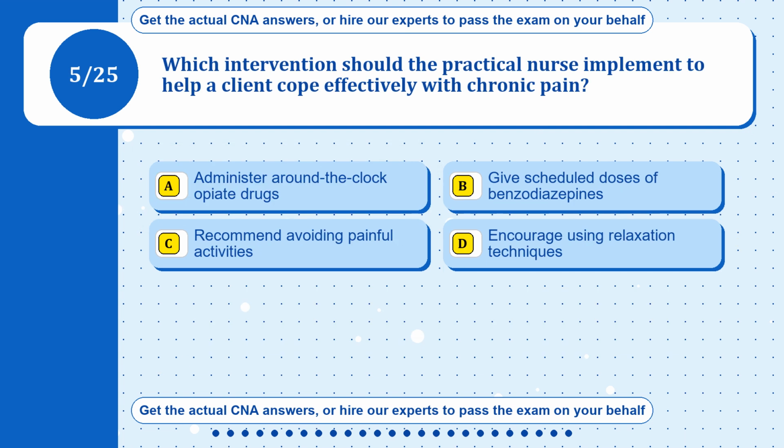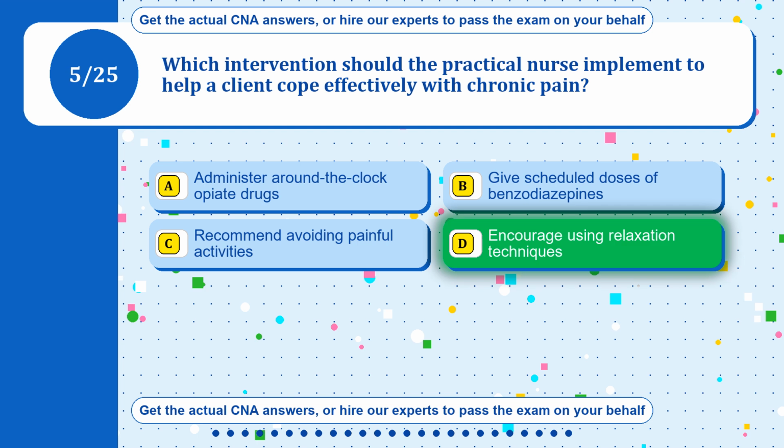Question 5. Which intervention should the practical nurse implement to help a client cope effectively with chronic pain? Option A. Administer around-the-clock opiate drugs. Option B. Give scheduled doses of benzodiazepines. Option C. Recommend avoiding painful activities. Option D. Encourage using relaxation techniques. The correct answer is option D.